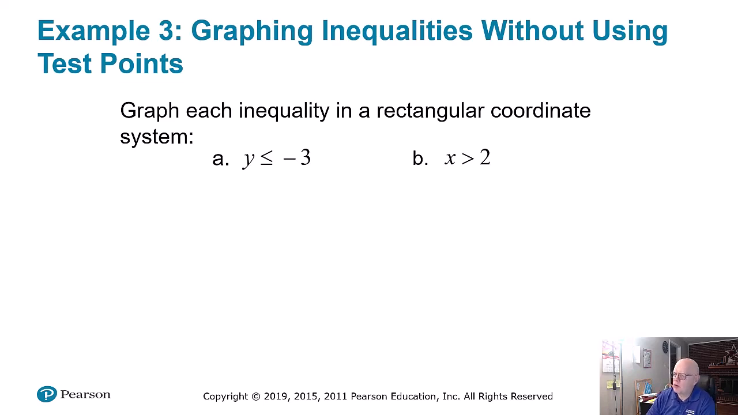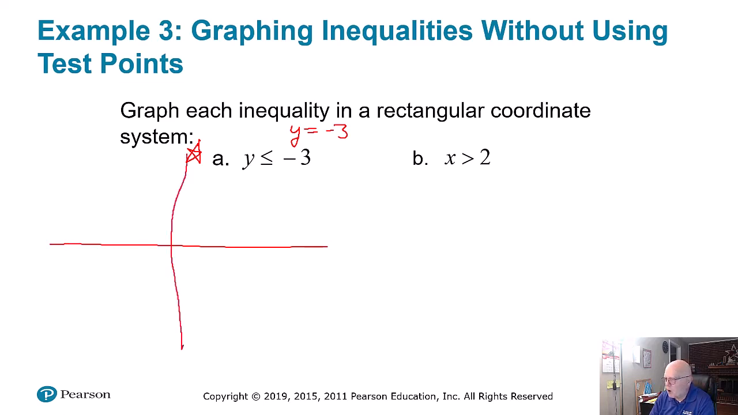So how about a fast one here? First of all, let's take this one and graph it. First of all, the line associated with that is y equals -3. So let's suppose this is our coordinate plane. Y equals -3 would be a horizontal line, and it's down here. So here's my line. Now I draw a solid line because y is less than or equal to -3.